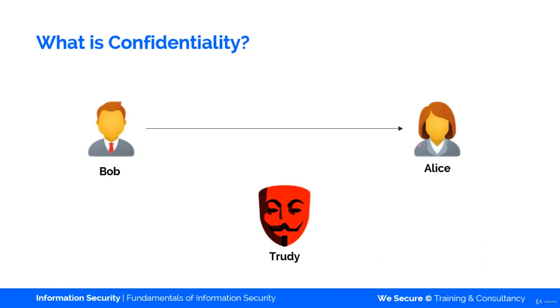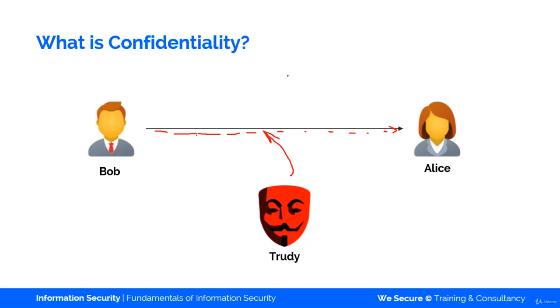Now let's have a simple scenario. This is Bob and this is Alice and this is Trudy. From the face you can see that Trudy is a bad person. Now Bob is trying to send some information to Alice. Let's say Bob is trying to tell some information about his meeting, and if Trudy tries to intercept that data and is able to read the data through the medium, then we can say that the confidentiality element is being violated.